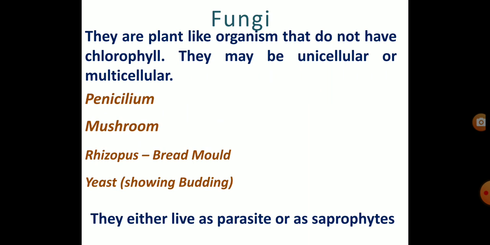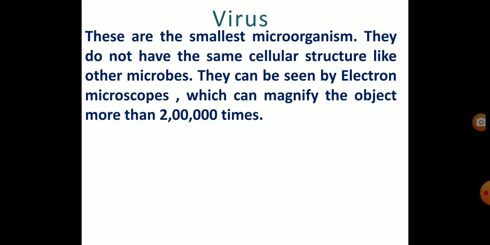So they either live as parasites or as saprophytes. Fungi are present everywhere, from desert to very cold regions. They grow best in dark, warm and moist places. Some fungi, which I already told, are penicillin, mushroom, rhizopus, bread mold, which you have seen in the introduction. Yeast grow by budding.